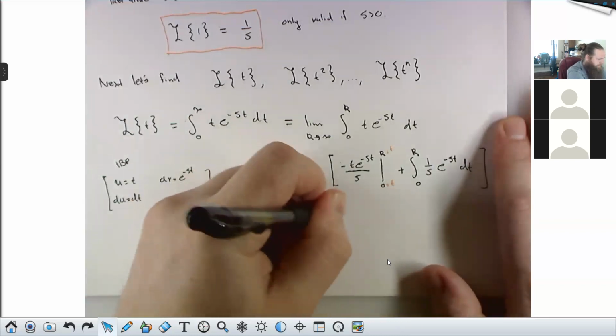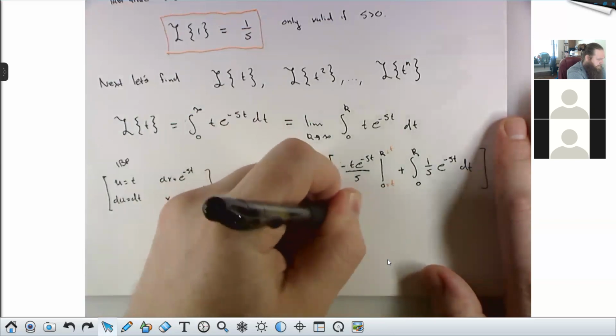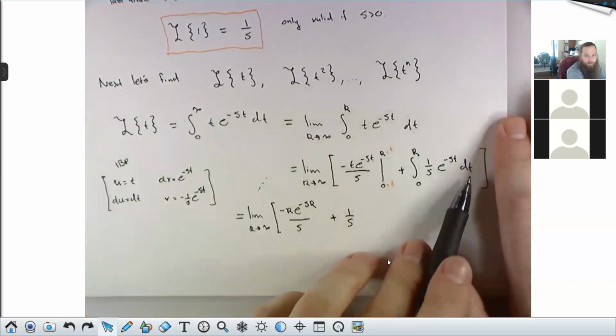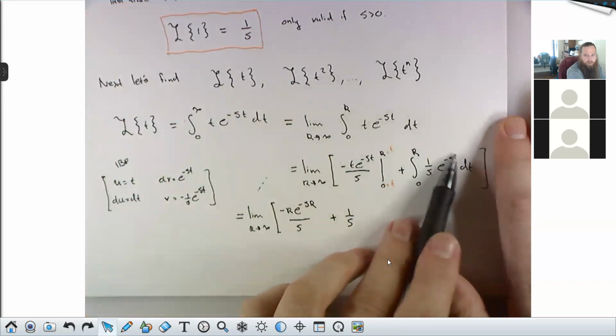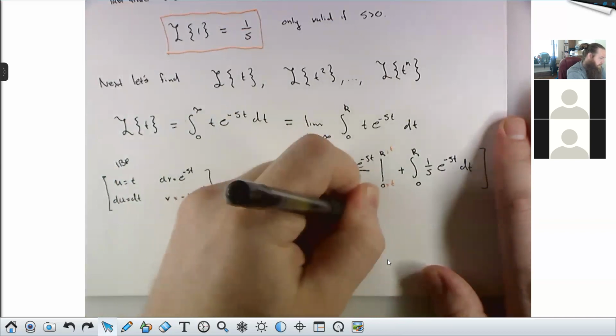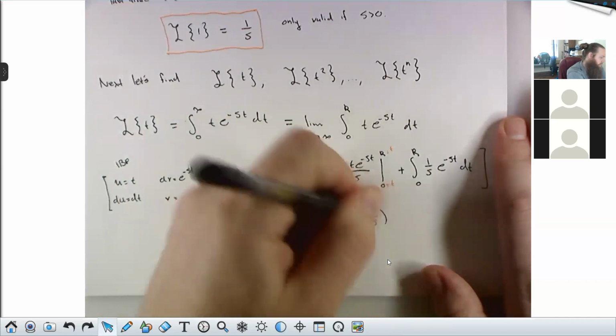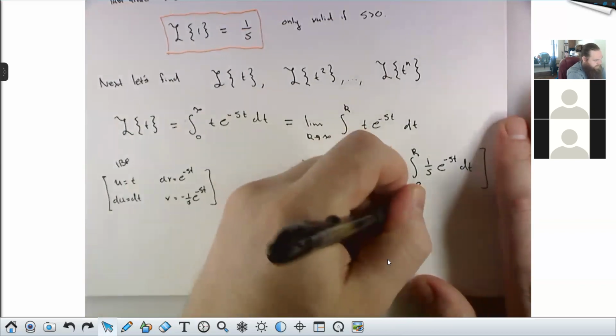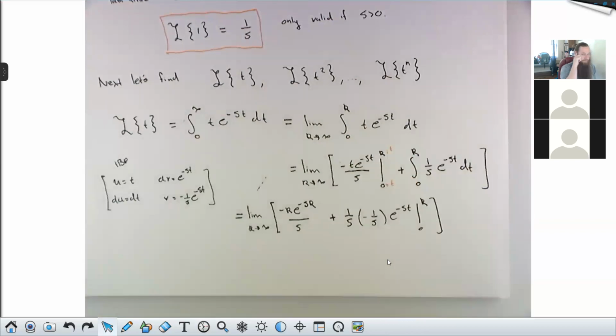From the remaining integral, I can pop out the 1 over s. So this is a constant because I'm integrating dt. And then the antiderivative of e to the negative st is negative 1 over s e to the negative st. And this piece now gets evaluated from 0 to r. Is everybody with me so far?